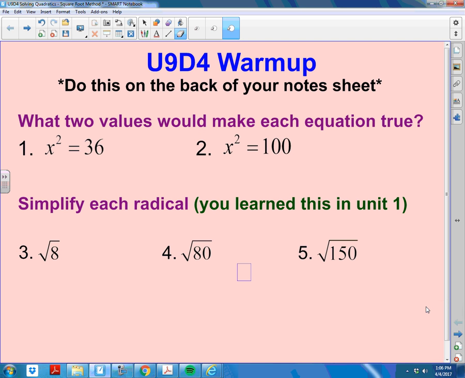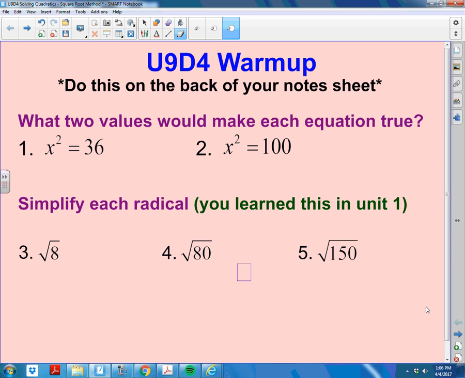Alrighty, let's get going today so we can get to the classwork and the homework. Today we're going to learn about something called the square root method, which is a way of solving a quadratic. What I do want to do before we do that is back up really quickly.